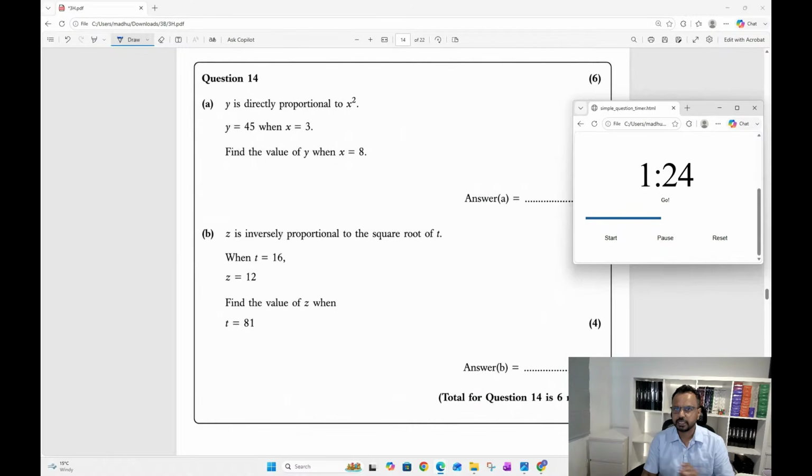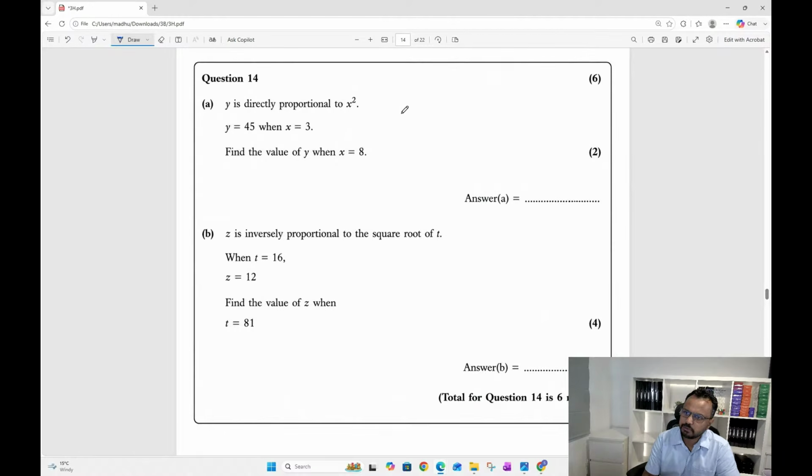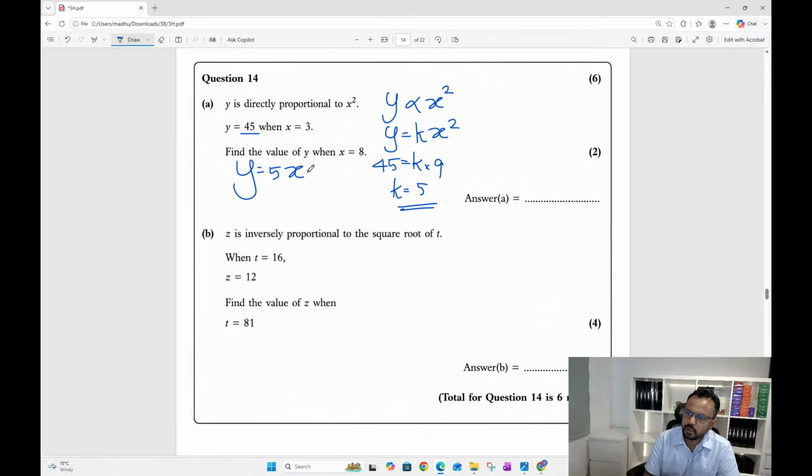Right, guys. I think that's enough time. I know I ran a little bit of extra time here, but I think you're fine. Y is directly proportional to x squared, so y is equal to some constant k times x squared. Y is 45 and x is 3. 3 squared is 9, so k is 5. So the formula is y equals 5x squared, and x is 8. So y is equal to 5 times 8 squared. 64 times 5 is 320.